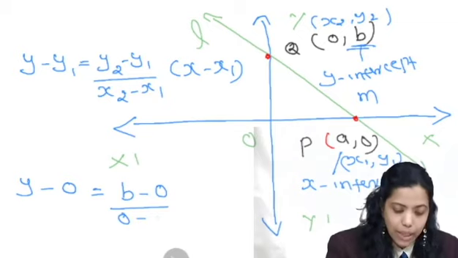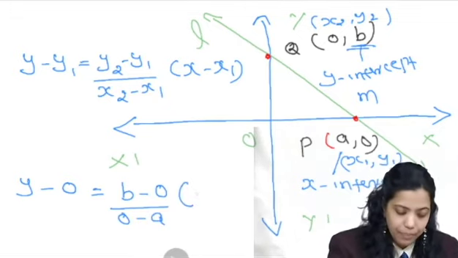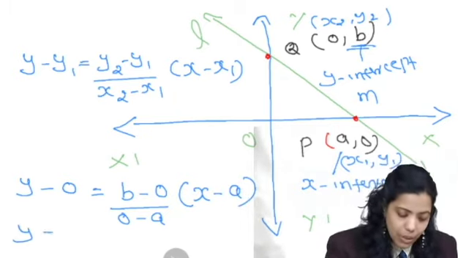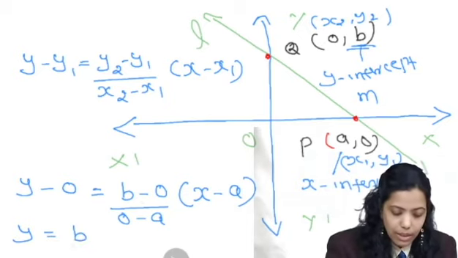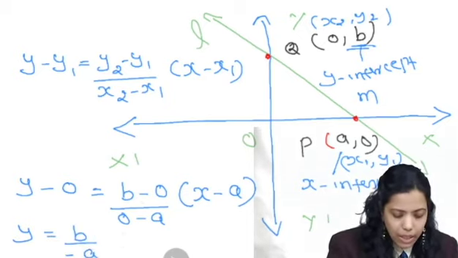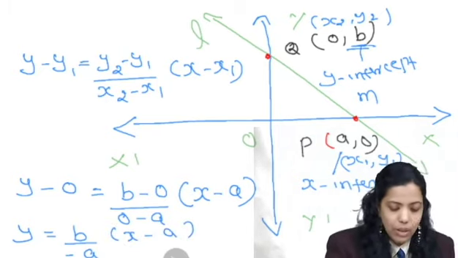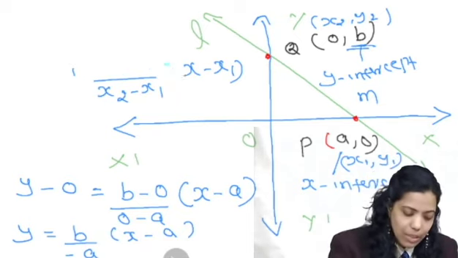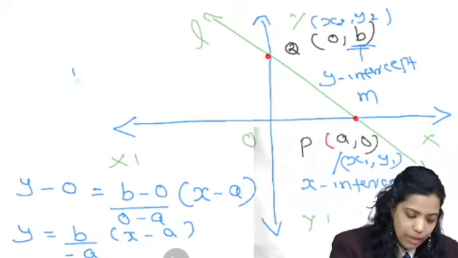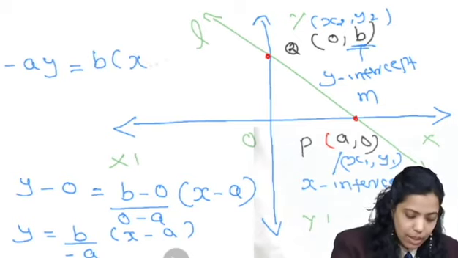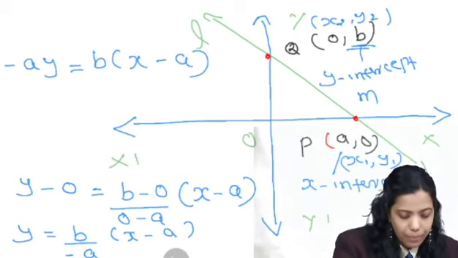That means it is 0 minus, what is x1? That is a. That many times x minus x1, which we have taken as a itself. We can solve this one. We are getting y equals (b minus 0) by (negative a) times (x minus a). So we are going to solve this one. We can transpose that negative a, so it will come as negative a times y equals b times (x minus a).